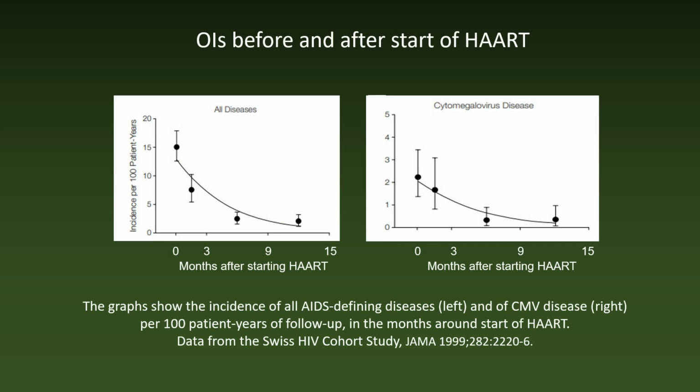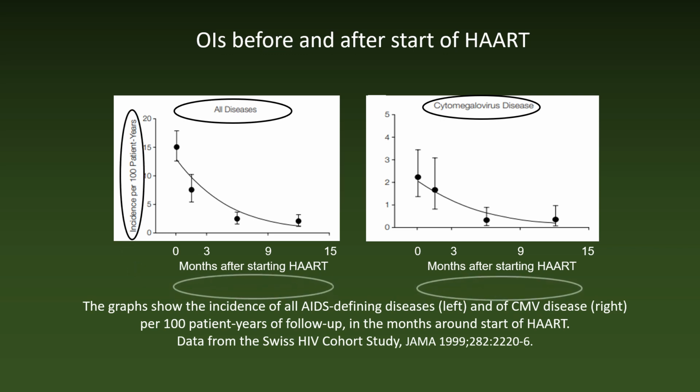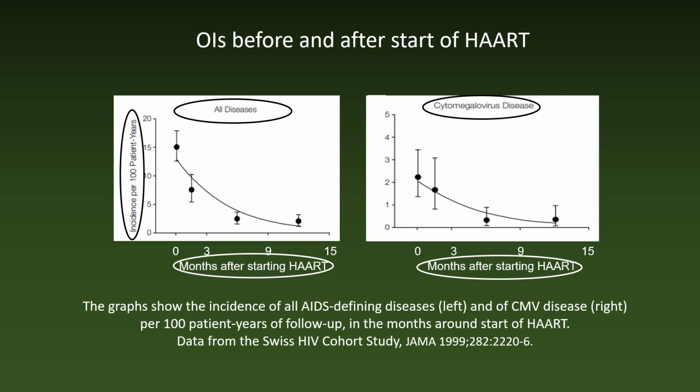The graphs show the incidence of all AIDS-defining diseases on the left and of CMV disease on the right per 100 patient years of follow-up in the months around start of highly active antiretroviral therapy. Note how the incidence of all opportunistic diseases decreases very rapidly after starting HAART, in contrast to CMV disease, which decreases more slowly. This relatively slow decline is thought to be due to immune reconstitution syndrome, or IRIS, treated more fully in another video of this series.